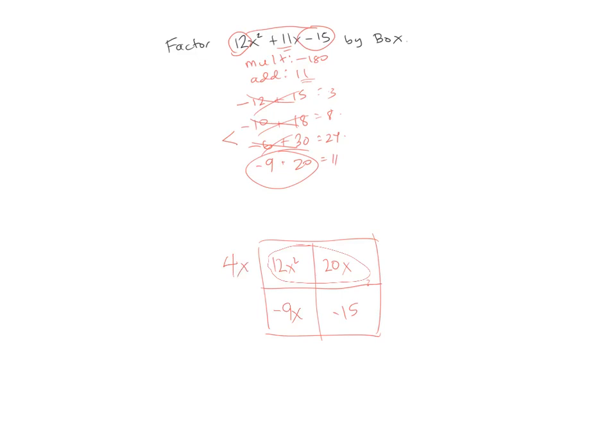And then I go around and say, what has to be here to make this work? So this is 4x, this is 12x squared, so this would have to be a 3 and an x. This is 3x, this is negative 9x, so this would have to be negative 3. This is negative 3, this is negative 15, so this would have to be a positive 5. So my factors are 4x minus 3 and 3x plus 5.